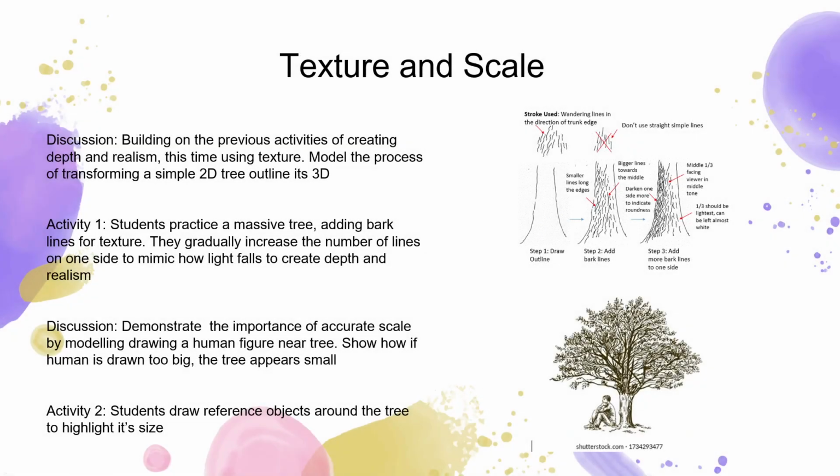The next lesson contains two activities, one that shows the importance of texture and the other the importance of scale. To demonstrate the purpose of texture, the teacher will show students a basic tree outline alongside a version with texture lines on the trunk. This will show them how texture lines create a 3D effect. The teacher will also show how adding more texture lines to one side makes the tree look more round.